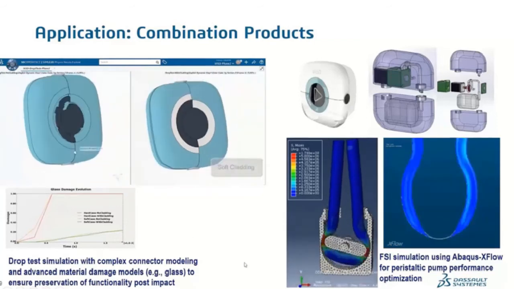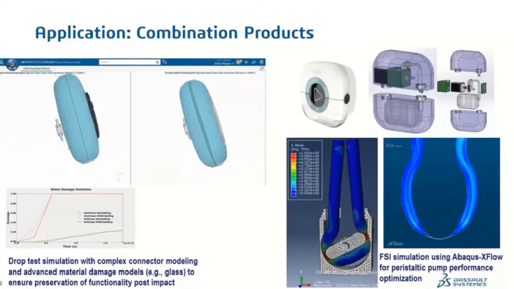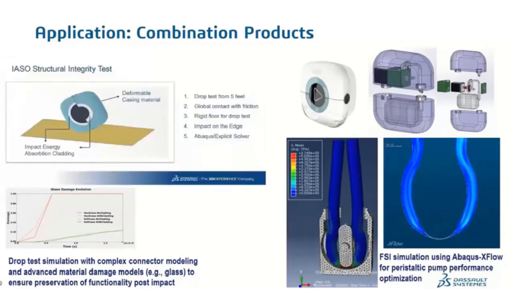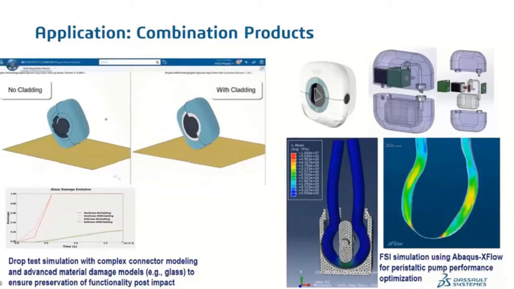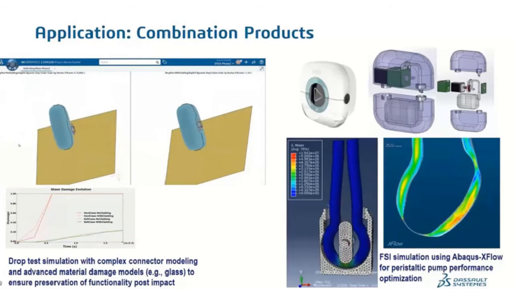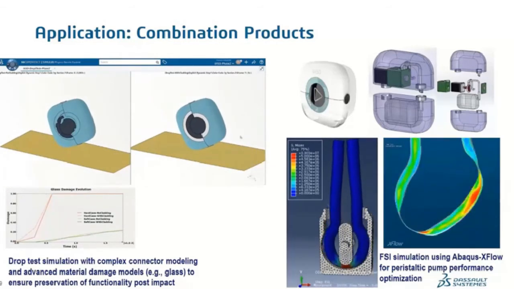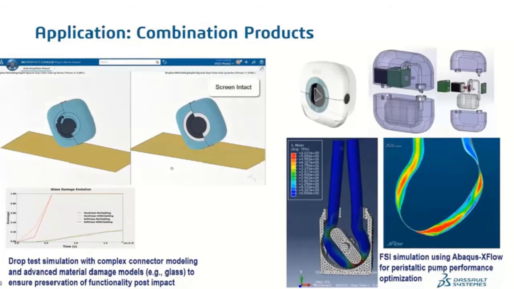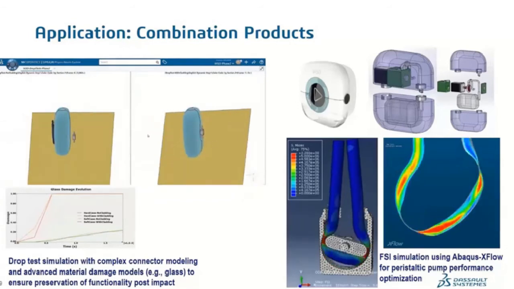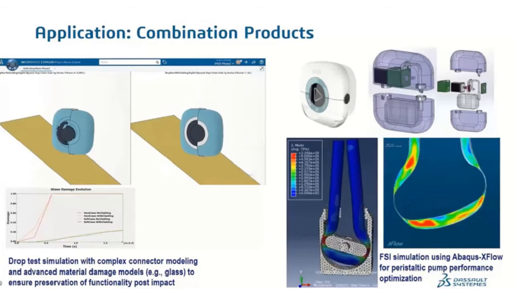Moving over to the right side here, we look at fluid device interaction, which is another critical determinant of how the overall drug device system performs. In this case, we are using fluid structure interaction between Abaqus and XFlow to simulate the operational performance of the peristaltic pump, which is used in the IASO injector, under a range of drug viscosities, pump geometries, and tubing material behaviors, to identify the optimal overall design for a given drug formulation.